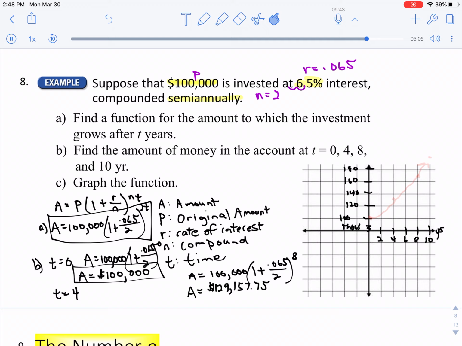Again, plotting those values that I just gave you. At time 0 it's 100,000, so we put a point at 0, 100,000. Then 4 was 129,000, which is about here. Then 8 is 166,000. And then 10 went up to 189,000, so that one's going to be way up here. You can still see that we have that exponential curve. And there it is.